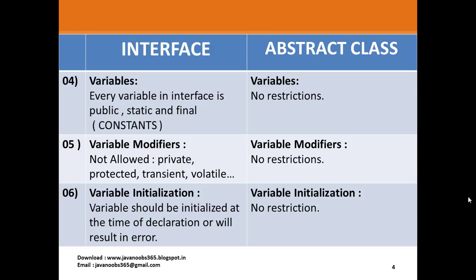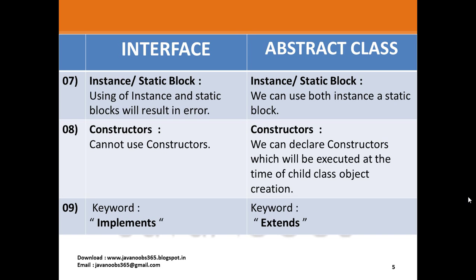So whenever the variable is declared in the interface, as soon as it's declared we have to initialize them, or else it will result in an error. But in an abstract class there are no restrictions. Instance and static blocks. Using of instance and static blocks in interface will result in an error, but we can use both instance and a static block in abstract class.